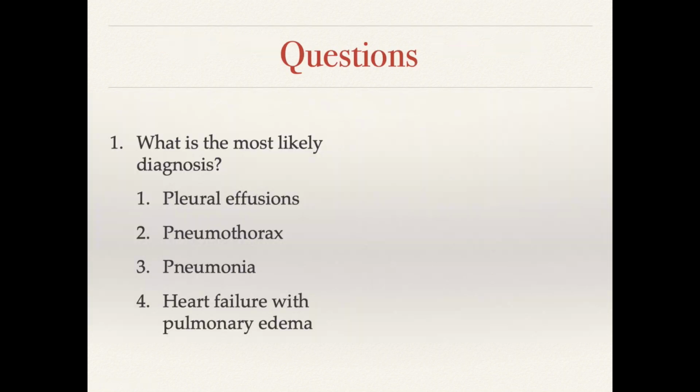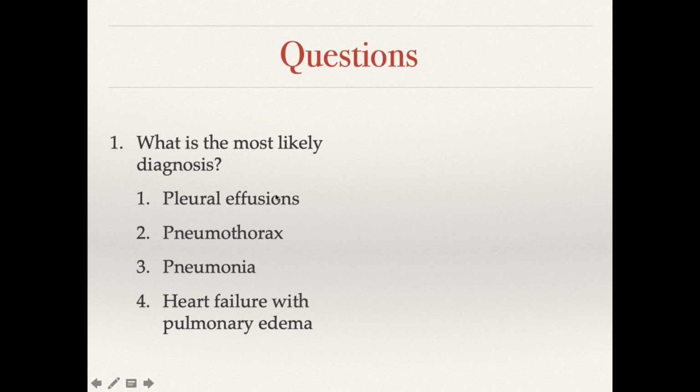So what is the most likely diagnosis? So the answer would be heart failure with pulmonary edema. B lines indicate interstitial fluid. In this case, pulmonary edema. The heart looked very much like heart failure with very poor contractility, and the inferior vena cava was dilated. We did not see any pleural effusions.